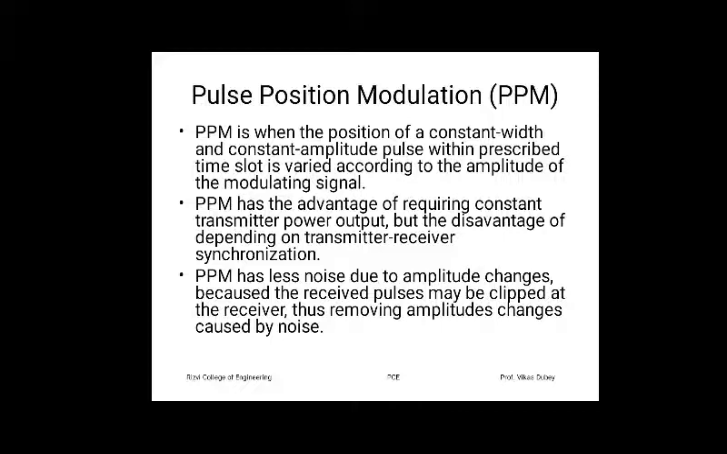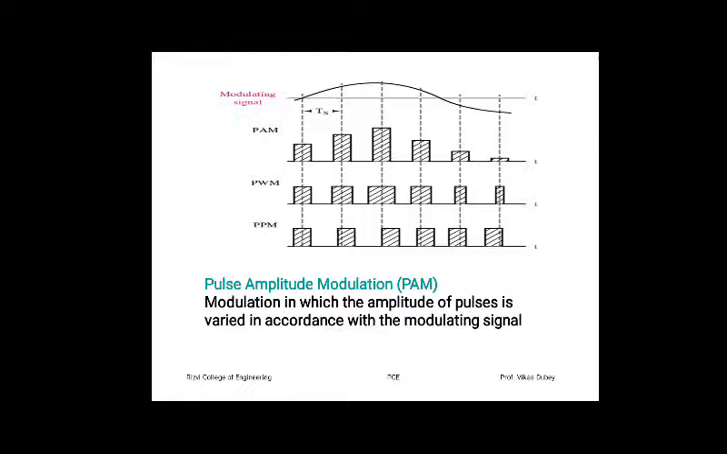Also, the signal to noise ratio is good because here again we are keeping the amplitude the same, because the received pulse may be clipped at the receiver, thus removing amplitude changes caused by the noise. So here we can say PAM, PWM and PPM vary differently. For the modulating signal, in PAM the amplitude is changed, in PWM the width of the pulse is going to change, and in PPM the position is going to change.